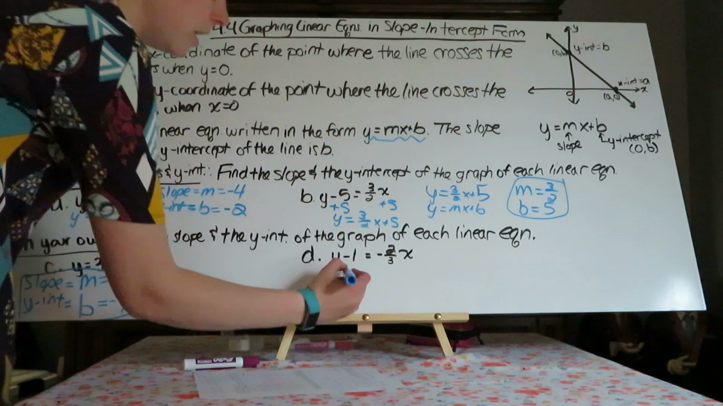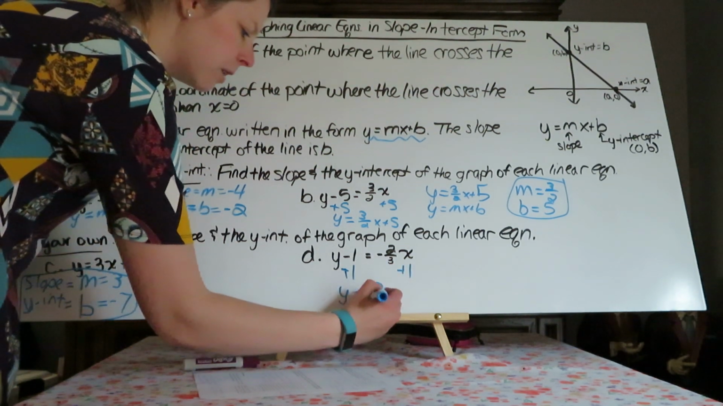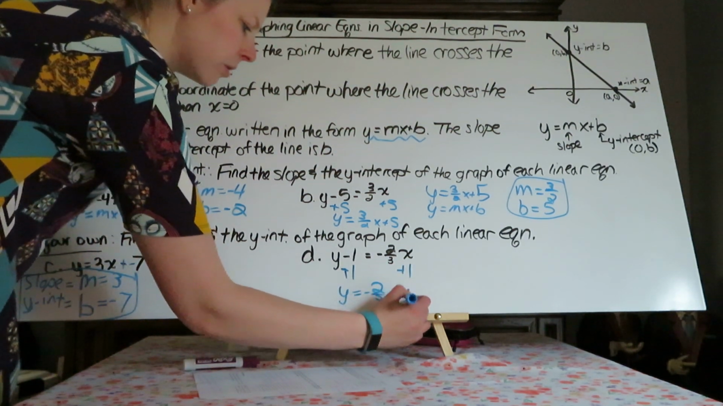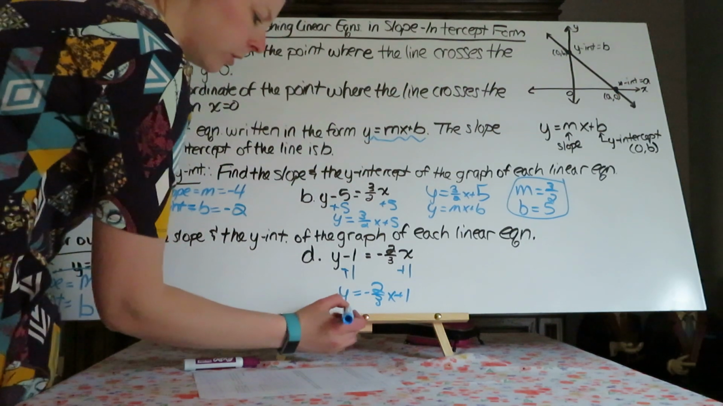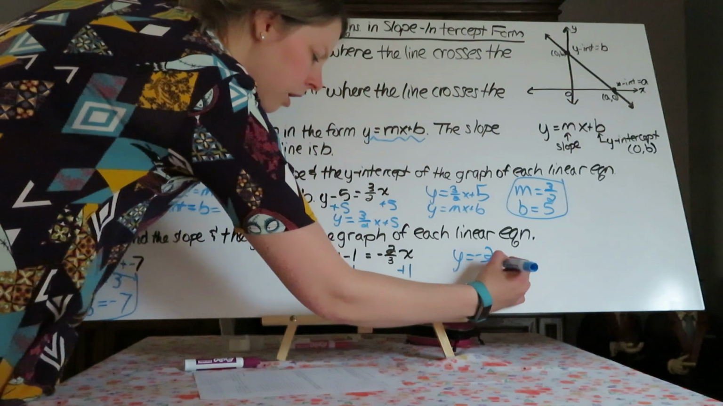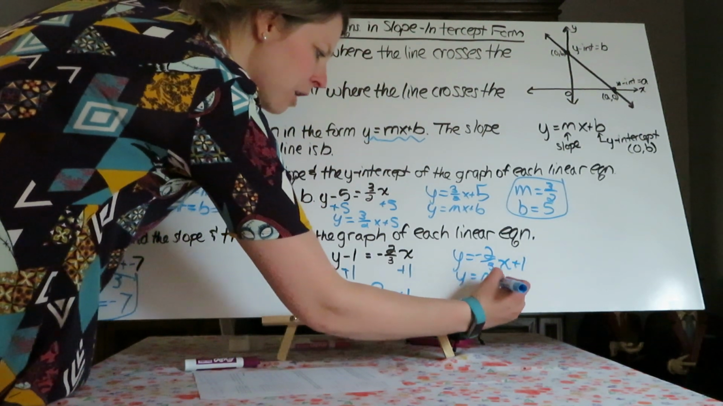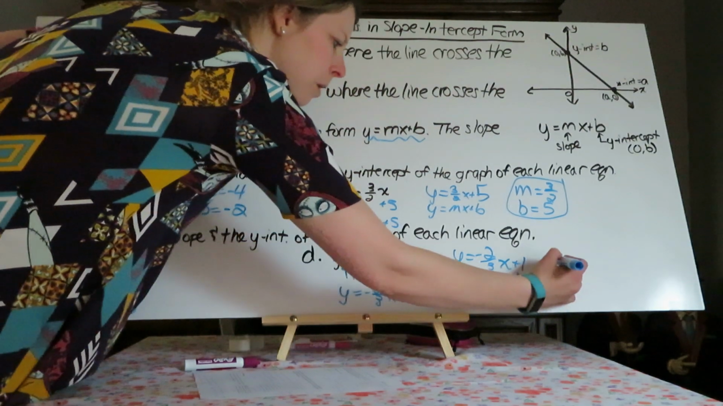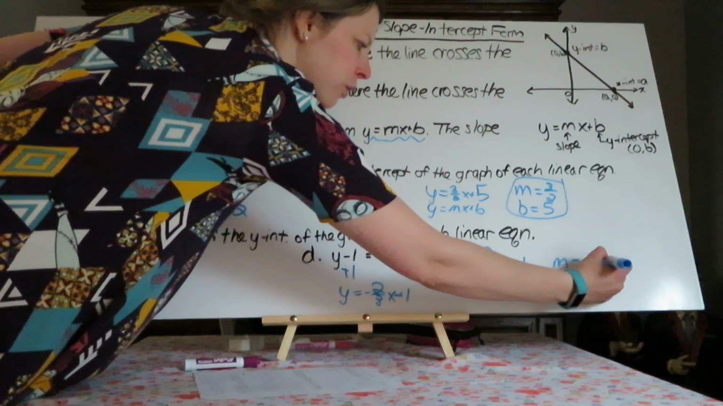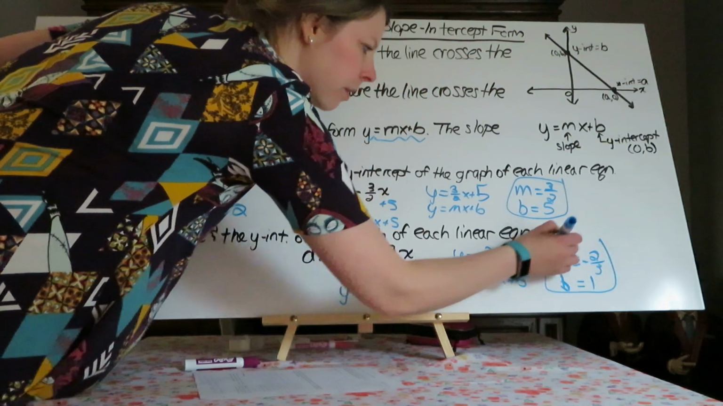All right, for letter D, I'm going to add 1 to both sides. Y equals -2/3 x plus 1. So I'm going to write that back over here so that way I can put my slope-intercept form below it. So y equals mx plus b. My m is a -2/3 and my b is a 1.